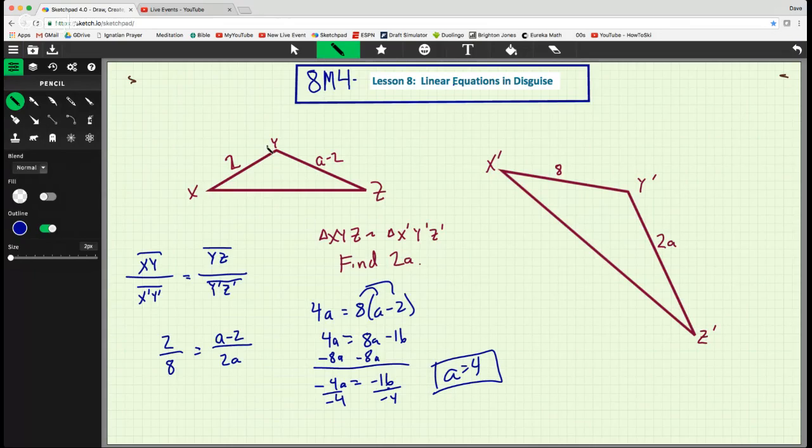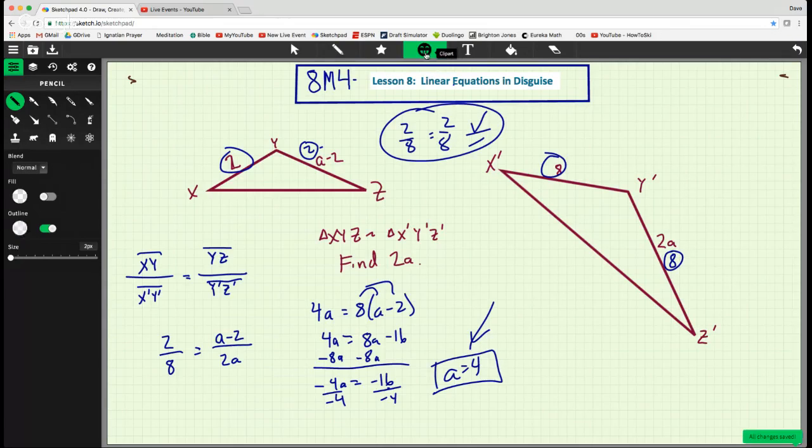So if a is 4, then this is 2, this is 2, this is 8, and this is 2 times 4, this is 8. So let's go back and check. 2 over 8 equals 2 over 8. Check. Good. So a is 4.